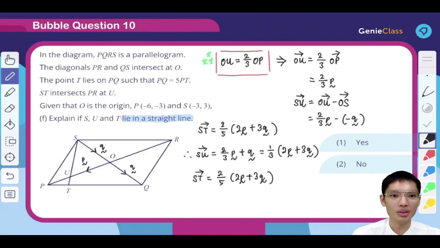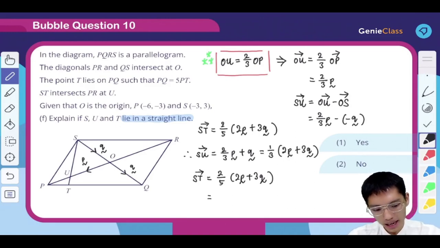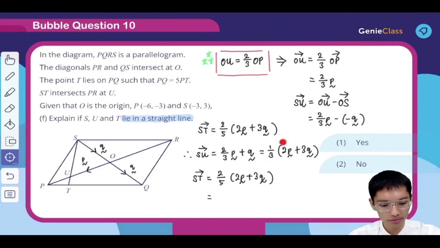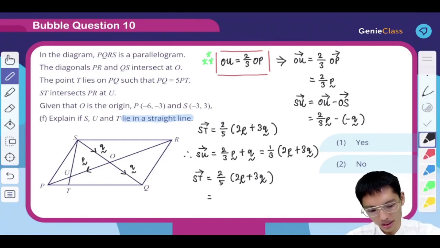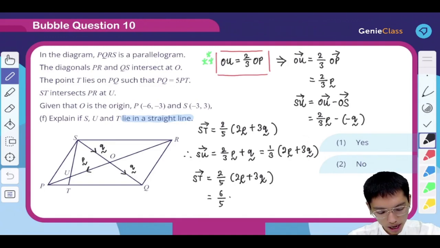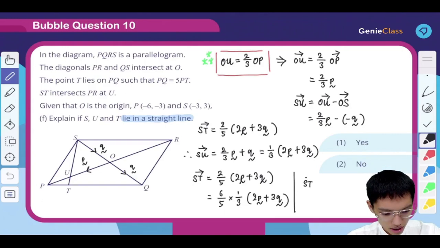So therefore, 2/5. How do I manage to extract this vector out? Let's play a bit with the numbers. You realize 2/5, if I have 6/5, multiply by 1/3. So that's where you play with the numbers of 2P plus 3Q. And that's where you have ST is equal to 6/5 of SU.